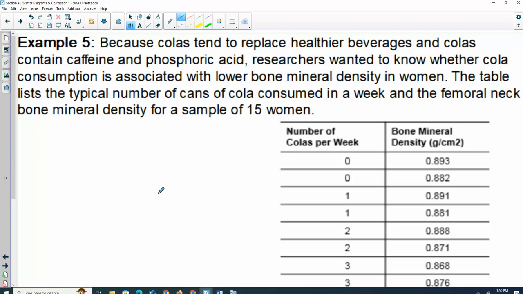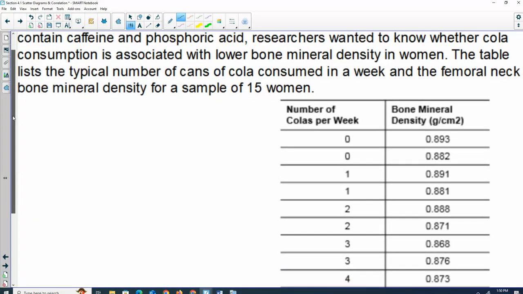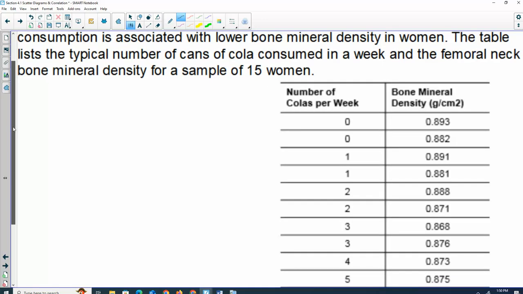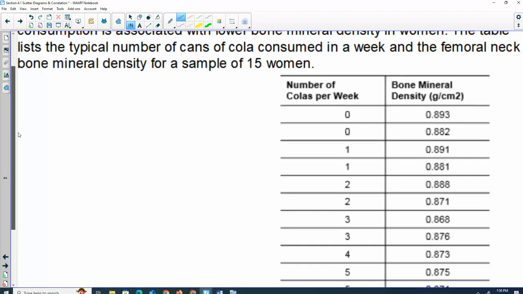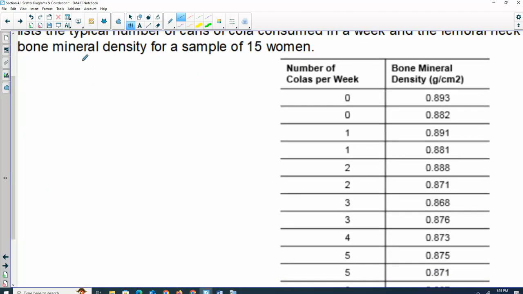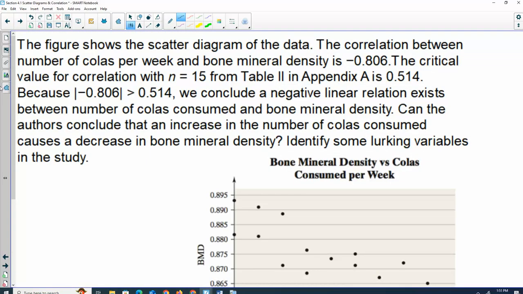All right, last couple slides. Because colas tend to replace healthier beverages, and colas contain caffeine and phosphoric acid, researchers want to know whether cola consumption is associated with a lower bone mineral density in women. The table lists the typical number of cans consumed in a week and neck bone mineral density for a sample of 15 women. All right, this figure is showing the scatter diagram of it.